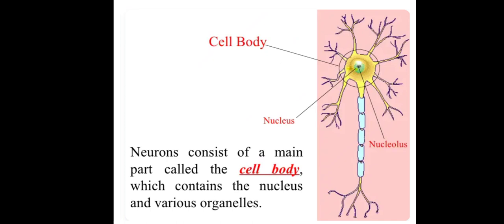The structure of the neuron is divided into three main parts. You have the cell body, dendrites, and axon. A neuron consists of a main part called the cell body, which contains the nucleus and various organelles. It is also known as cyton or perikaryon, that is, peri means surrounding and karyon means nucleus.